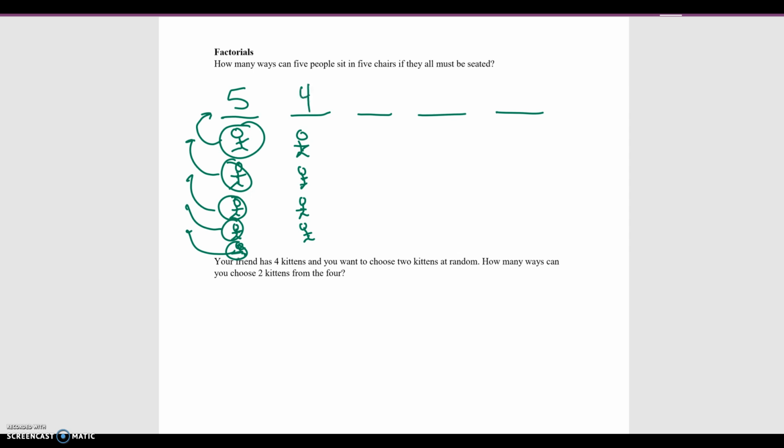But now one of them is done. So now there's three people left. How many ways can these people be seated? Well, three different ways, and then so on and so forth. So hopefully you see the pattern. Now we have two people, so this is two, and now this is the only one way, so one. Now, because we want how many ways they all have to be seated?